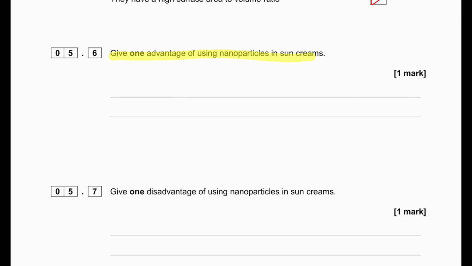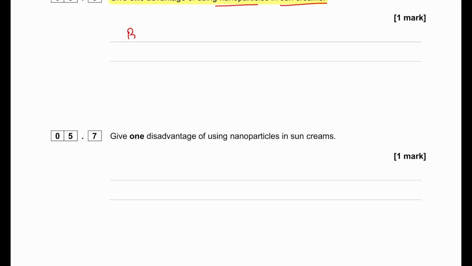Give one advantage of using nanoparticles in sun creams. When we use nanoparticles in sun creams, we can spread the cream over a large amount of area with a small amount of cream.